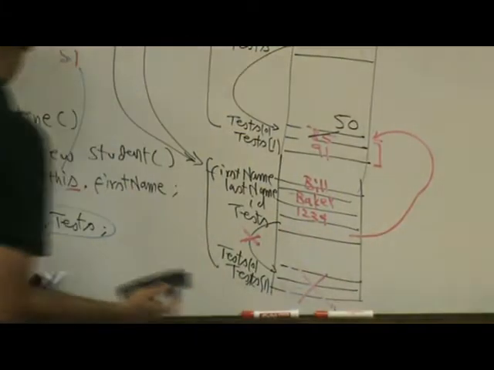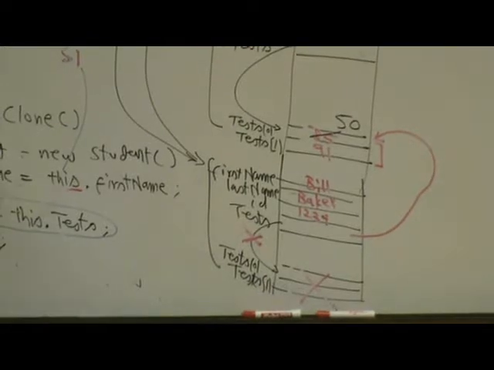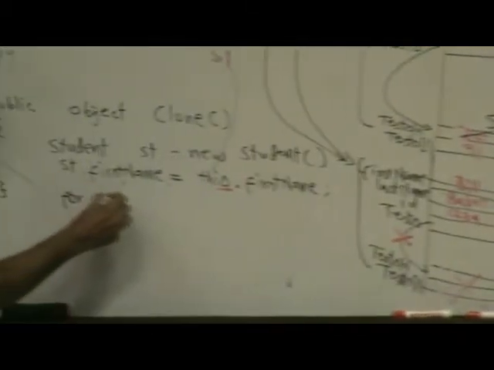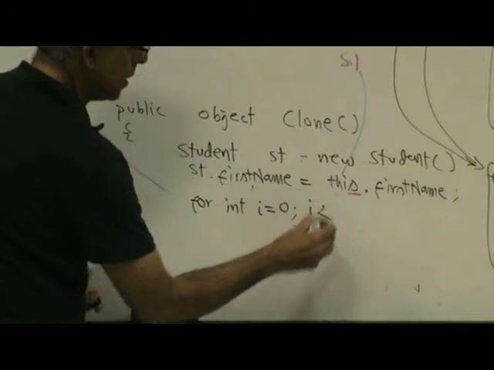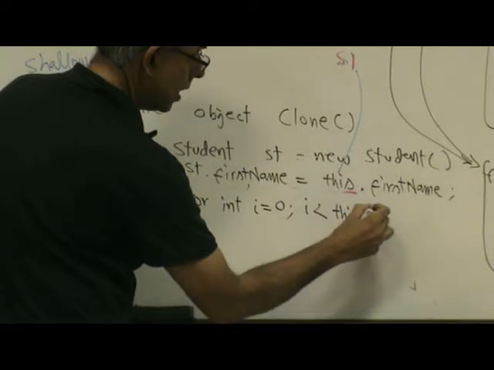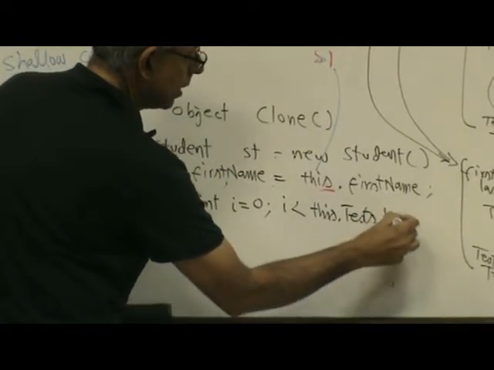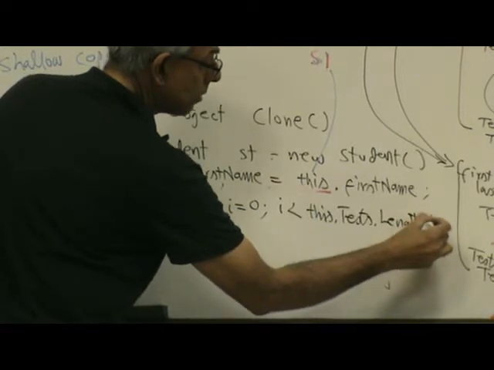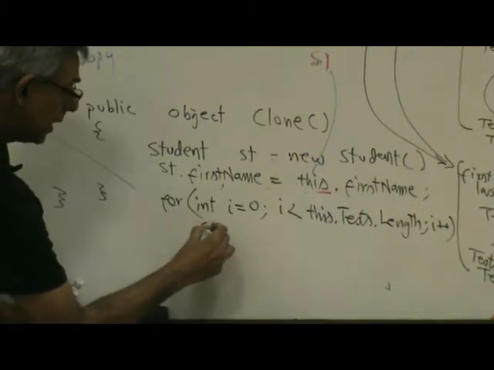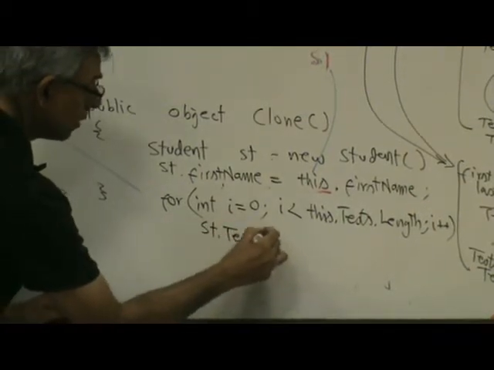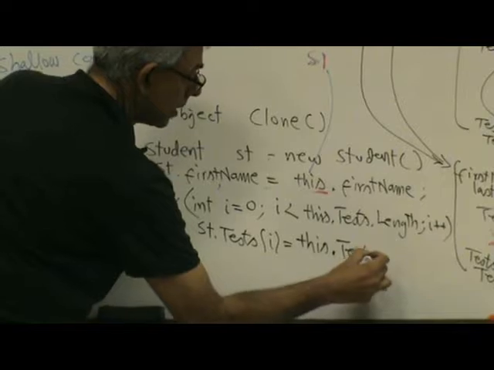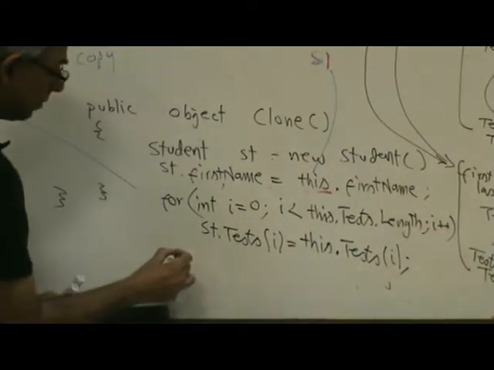So there are two solutions over here. One solution is, as we are writing this line, we do something like this: for int i equal to 0, i less than this.tests.length. Every array has a length property, remember? And then we do st.tests[i] equal to this.tests[i]. And then we return st.